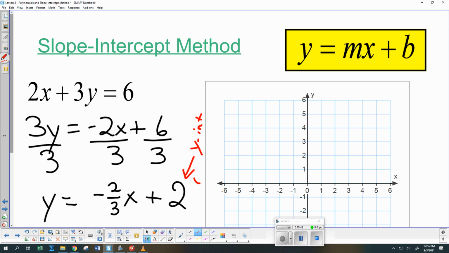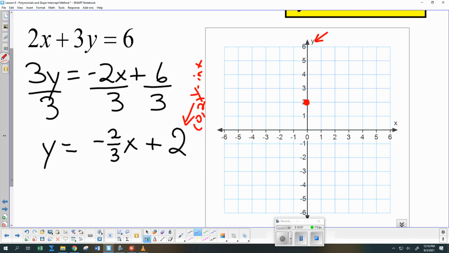That means I know (0, 2) is on the line. So I plot (0, 2) on the y-axis. I don't go across the 2, I have to go up and down. Then it says my slope will be the number that is in front of the x. So my slope is negative 2/3, not negative 2/3 x.